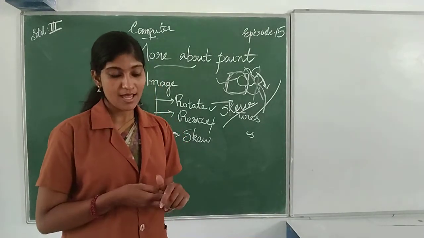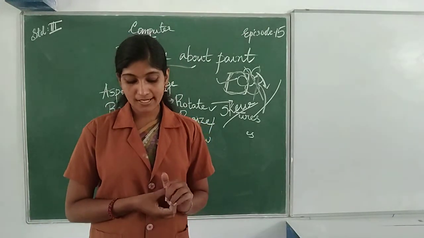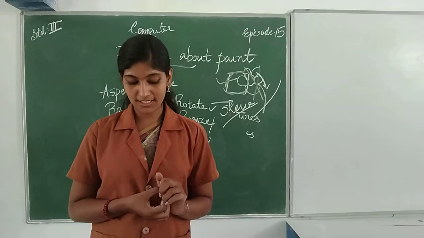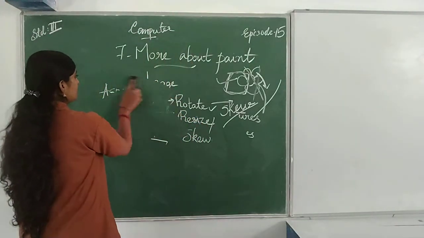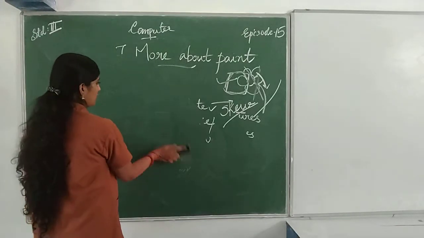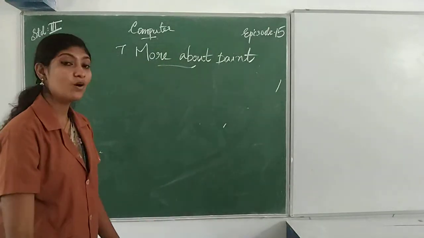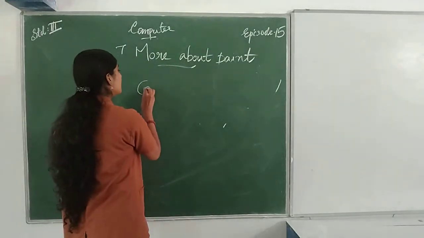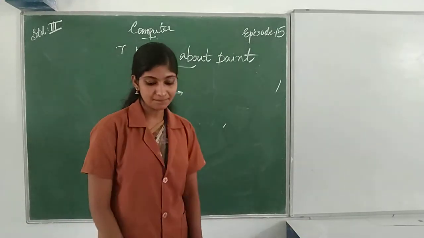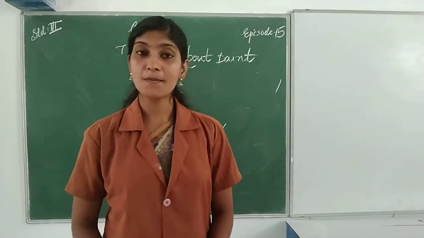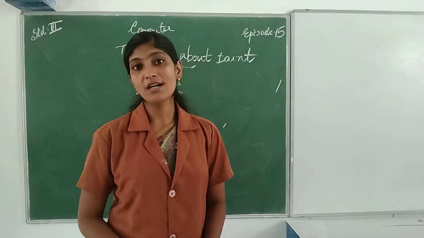Then the fifth one: use the cut option to crop a picture so that only the part that is selected appears in your drawing. Can you tell me what is the option used to crop a picture? What is the process name? Its name is cropping, not the cut option. Cropping means you crop the picture, and only the part you selected appears in your drawing.